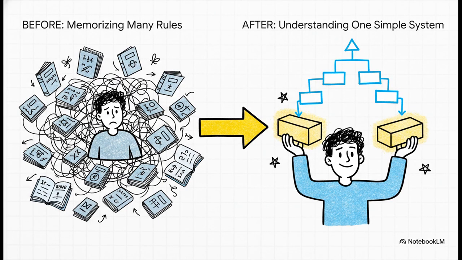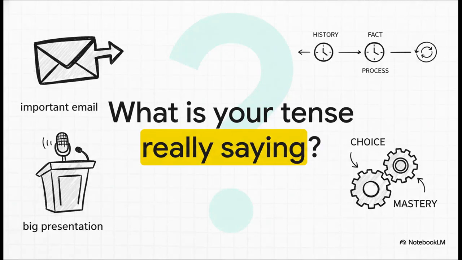So here's the bottom line. The big takeaway here is to stop treating English tenses like a long list of rules you have to memorize. That is the road to frustration. Instead, think of it as a simple system, a toolkit with two parts that lets you build precise meaning. So the next time you're writing an important email or getting ready for a big presentation, just pause for a second. Look at the verbs you've chosen and ask yourself, what is my tense really saying? Am I just stating a fact from the past, or am I trying to show this matters right now? Making that choice on purpose, well, that's the real secret to mastering English tenses.